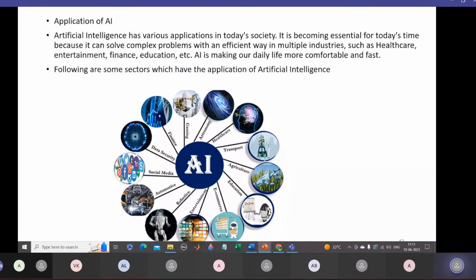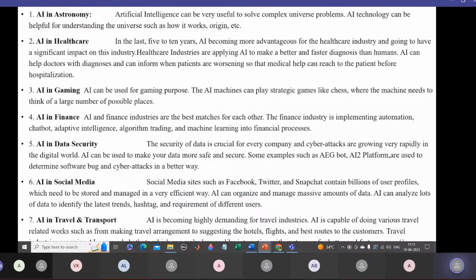Can anyone suggest some more application areas of this? Anyone? Yes. Astronomy. They can solve complex universal problems, if they can understand the universe, how it works, its origin, etc.